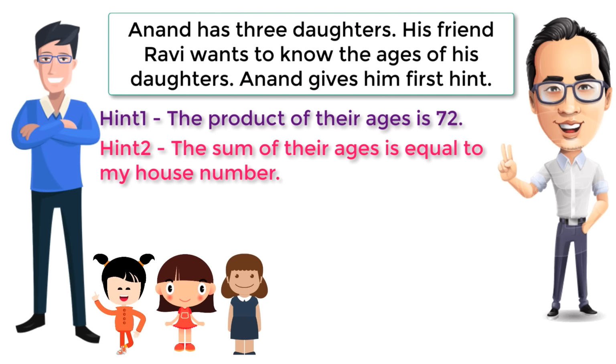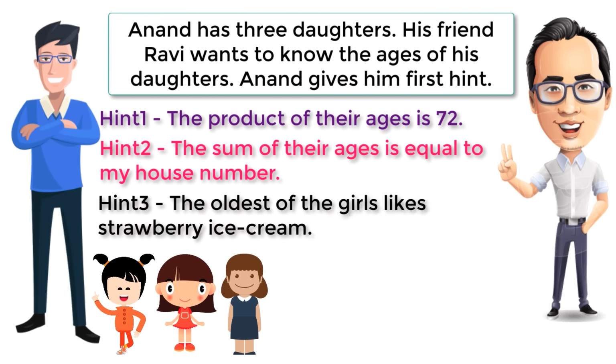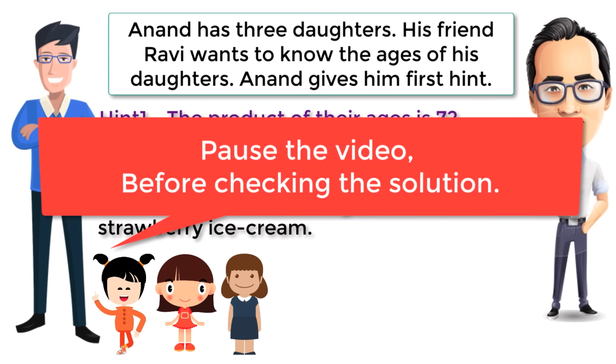Ravi goes out and looks at the house number and says, I still do not have enough information to determine the ages. Anand admits that Ravi cannot guess with these hints, and then he gives him the third hint. The third hint is the oldest of the girls likes strawberry ice cream. Now Ravi is able to guess after the third hint. Can you guess the ages of the 3 daughters? Feel free to pause the video and try yourself before checking the solution.